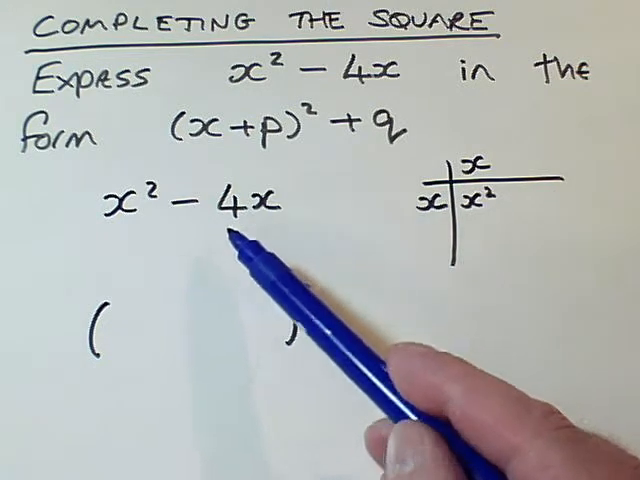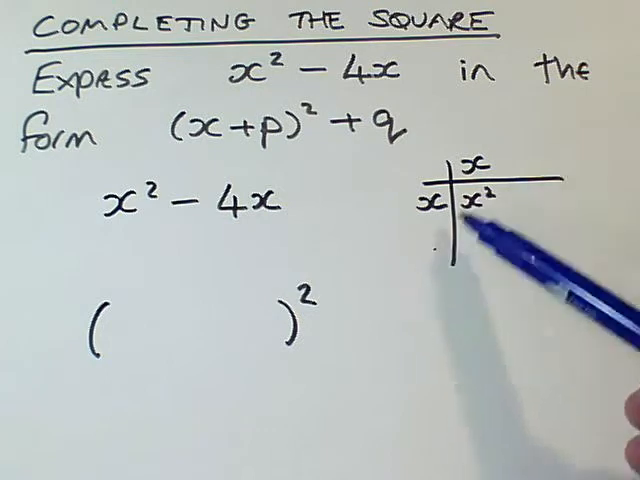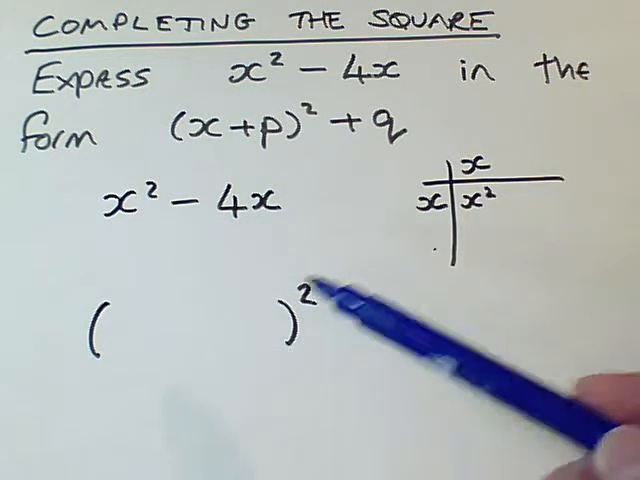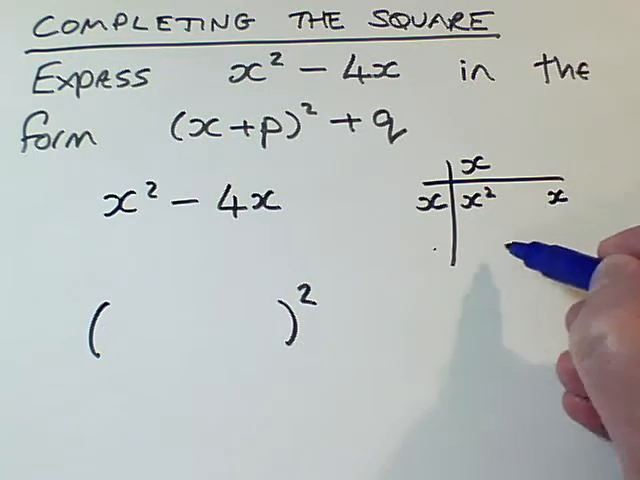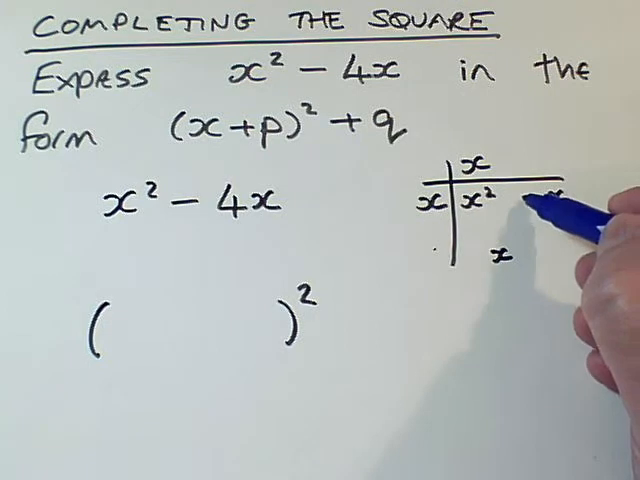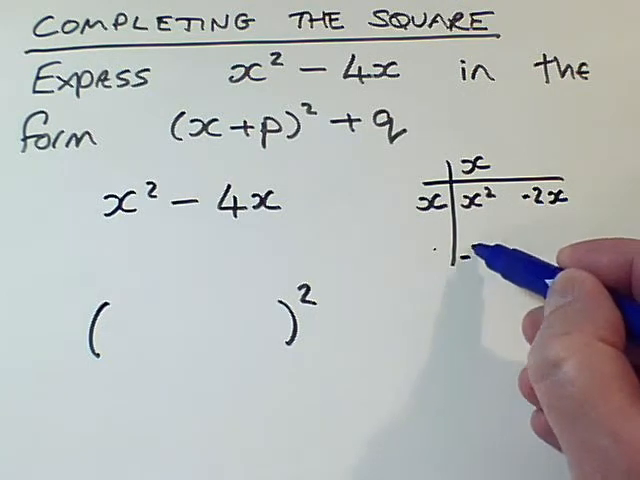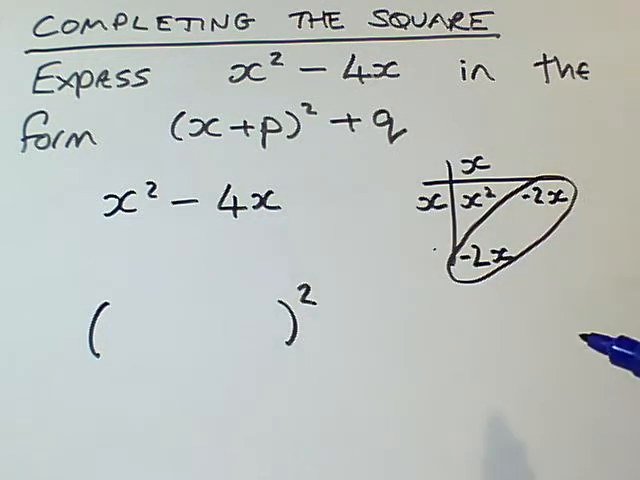Now my x term is minus 4x. And I know that I need the same number here and here because I'm squaring something. So I'm going to get the same term in x here and here. So x is appearing here, x is appearing here, and to form minus 4x I'm going to need minus 2x in each place because these will then add up to give me my minus 4x.